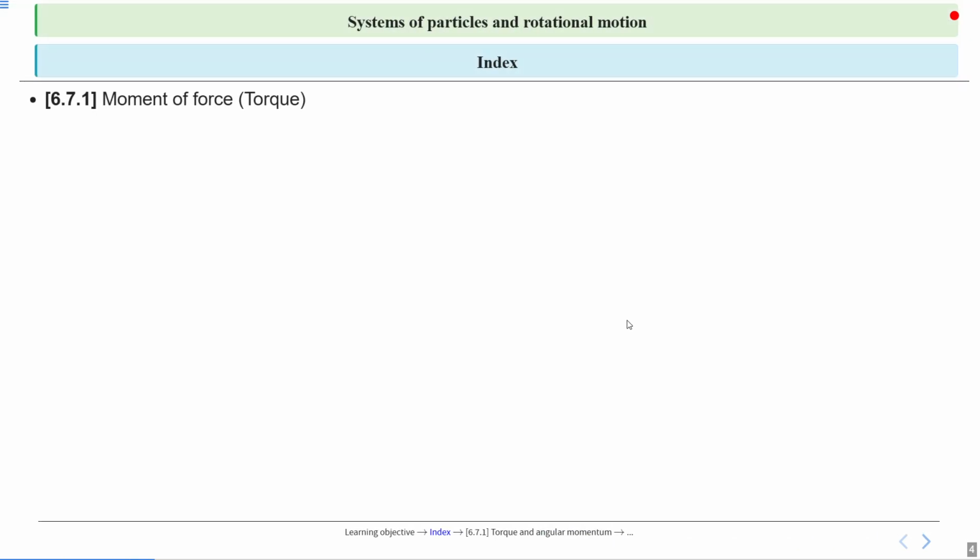So in today's lecture, we will first cover 6.7.1, moment of force or torque. Then 6.7.2, angular momentum of a particle. So in this lecture, firstly we will discuss moment of force, then angular momentum. After that, the relation between moment of force and angular momentum.